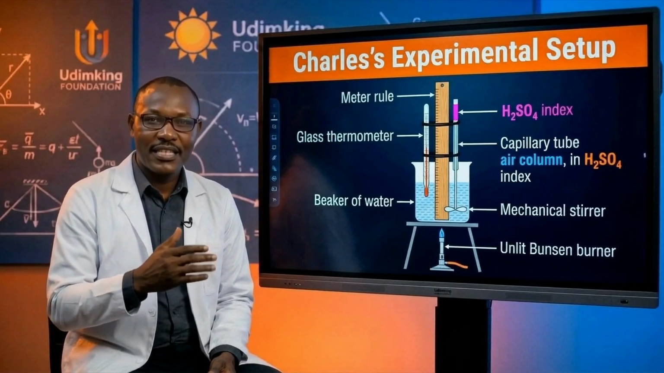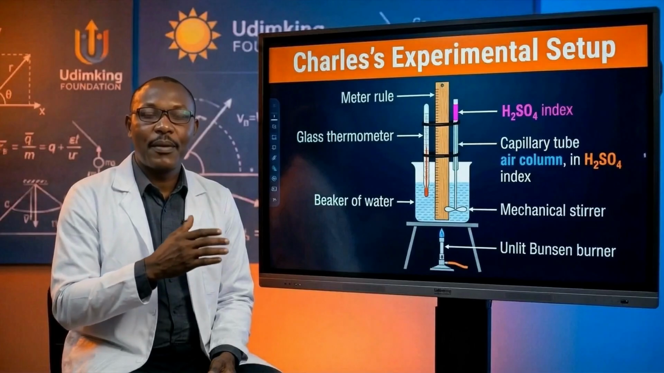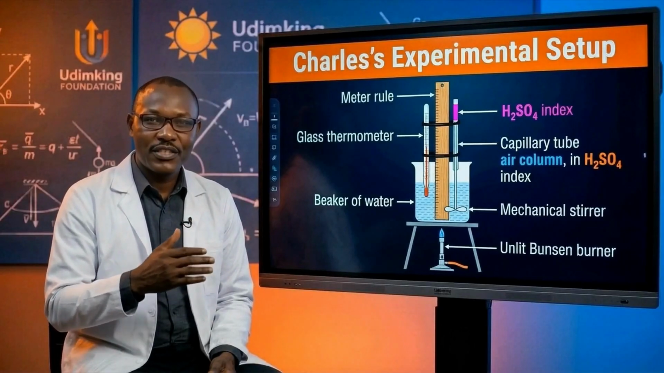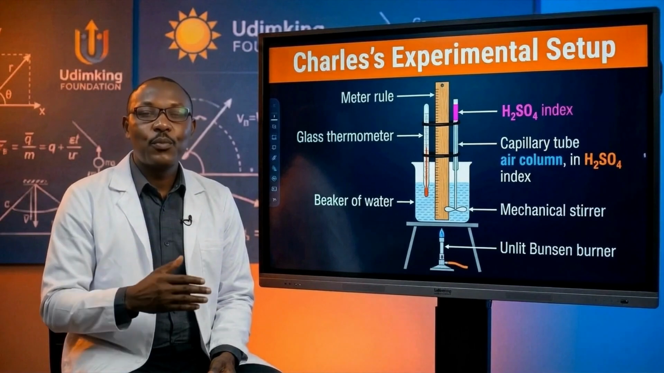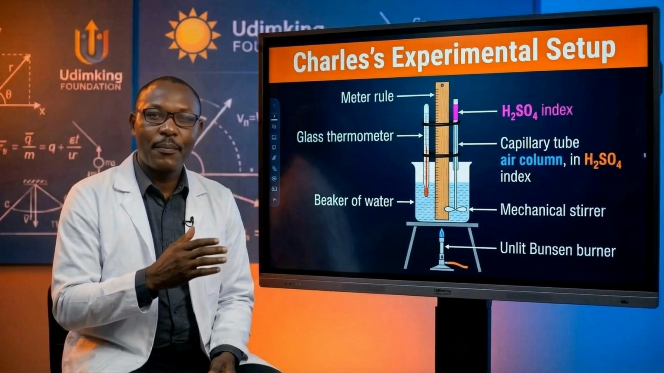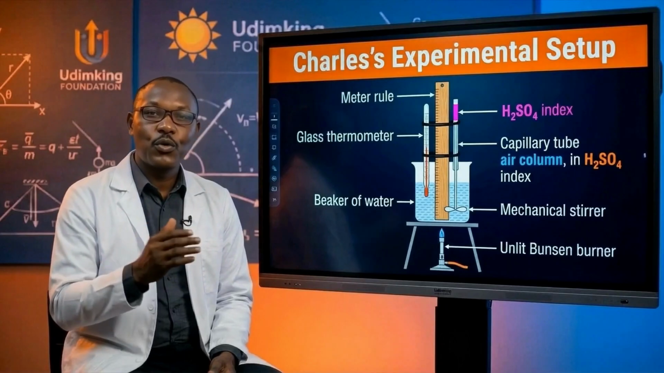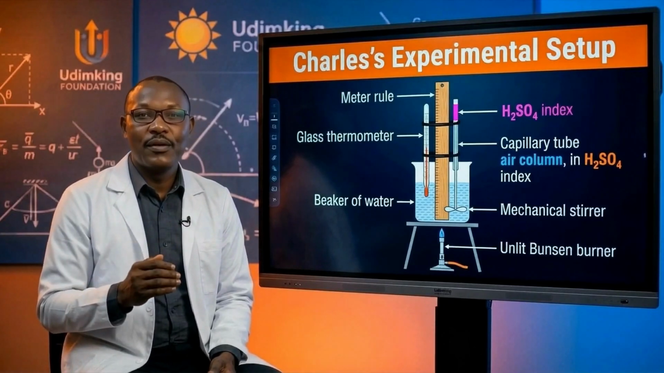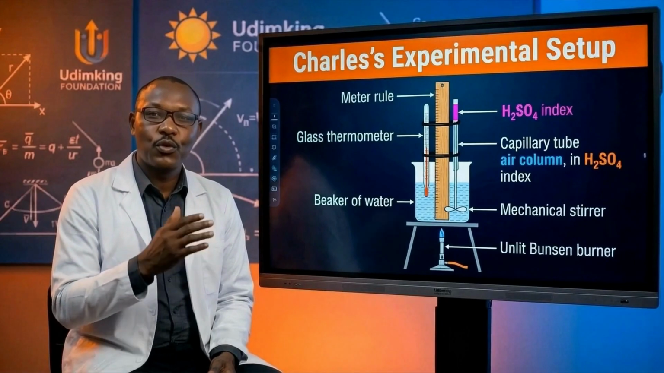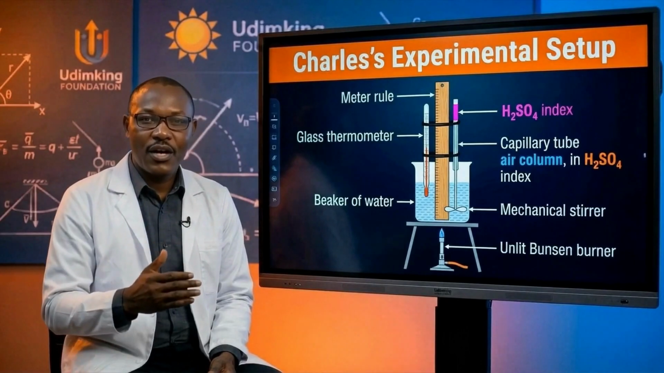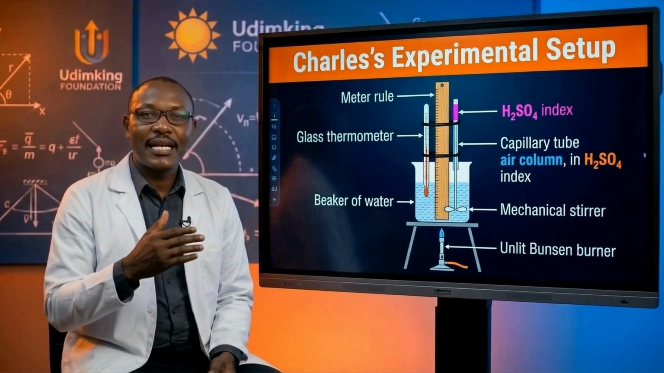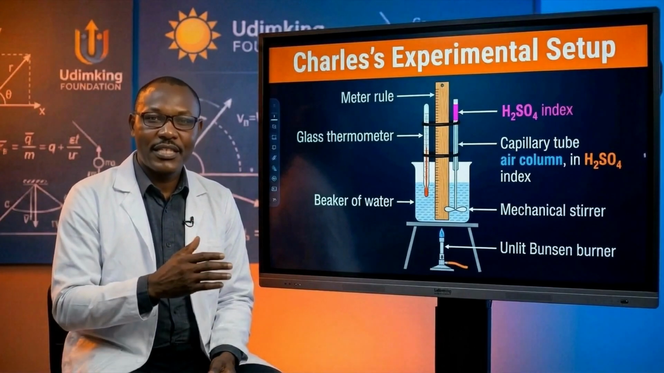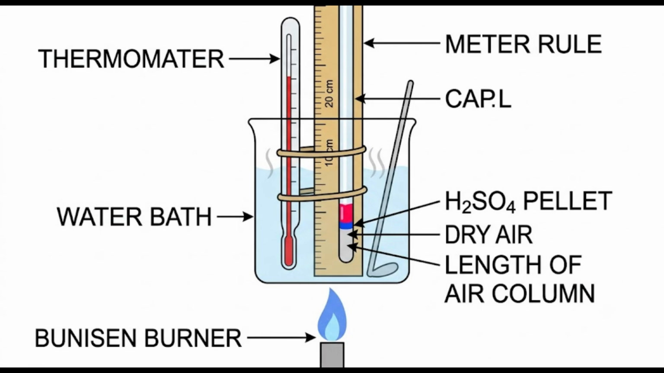We have a very thin glass tube called a capillary tube. Inside this tube, we have trapped a column of perfectly dry air. But how did we trap it? We used a tiny liquid plug, a pellet of concentrated tetraoxosulfate 6-acid, or H₂SO₄. This acid pellet does two critical jobs. It absorbs any moisture to keep the air perfectly dry, and it acts as a tight, visible seal that traps the gas underneath it. Now, look closely.